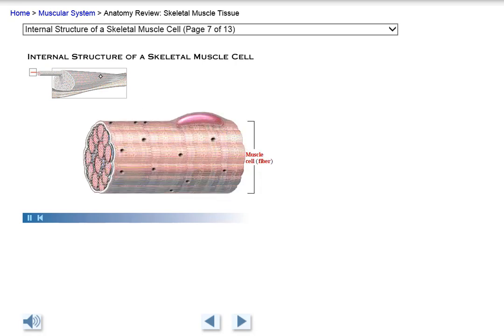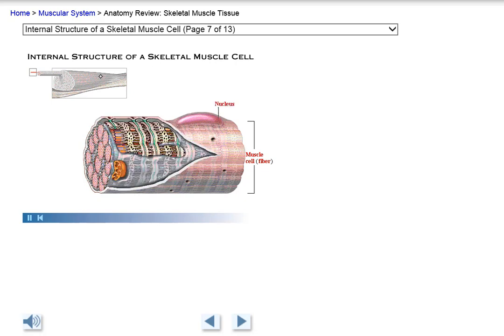Because skeletal muscle cells are elongated, they are often referred to as muscle fibers. Let's look at the internal structure of these unique cells. The nucleus is the cellular structure that contains the genetic material. The sarcolemma is the specific name for the plasma membrane of the muscle cell.